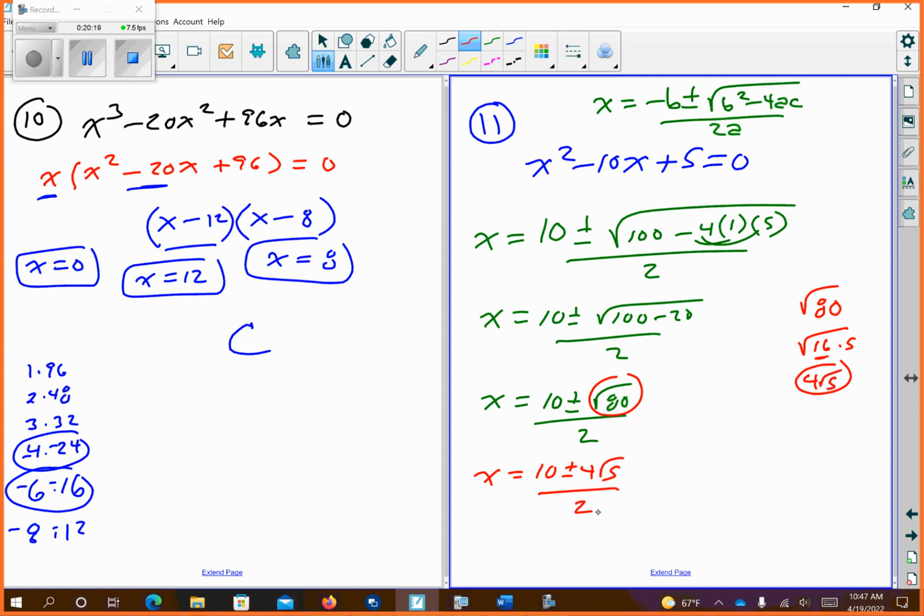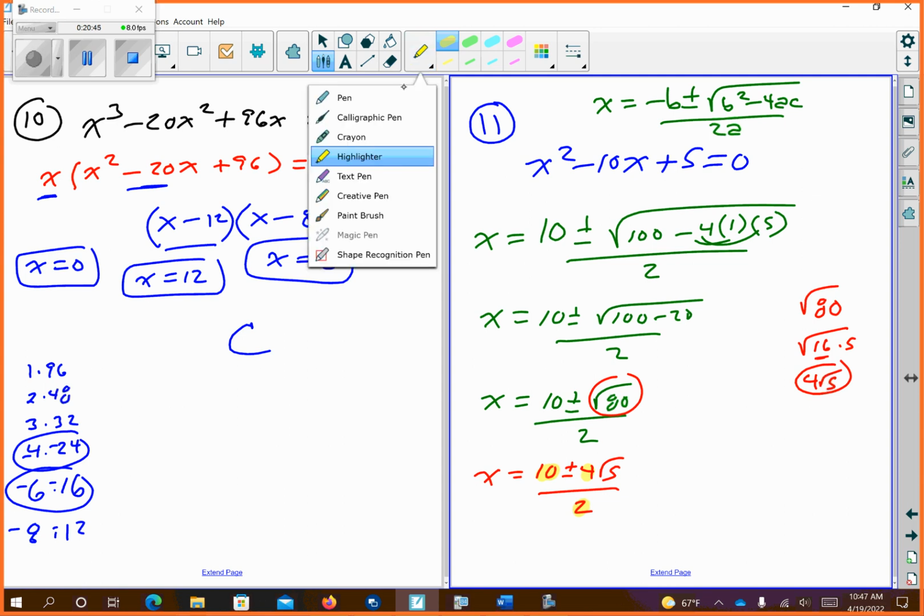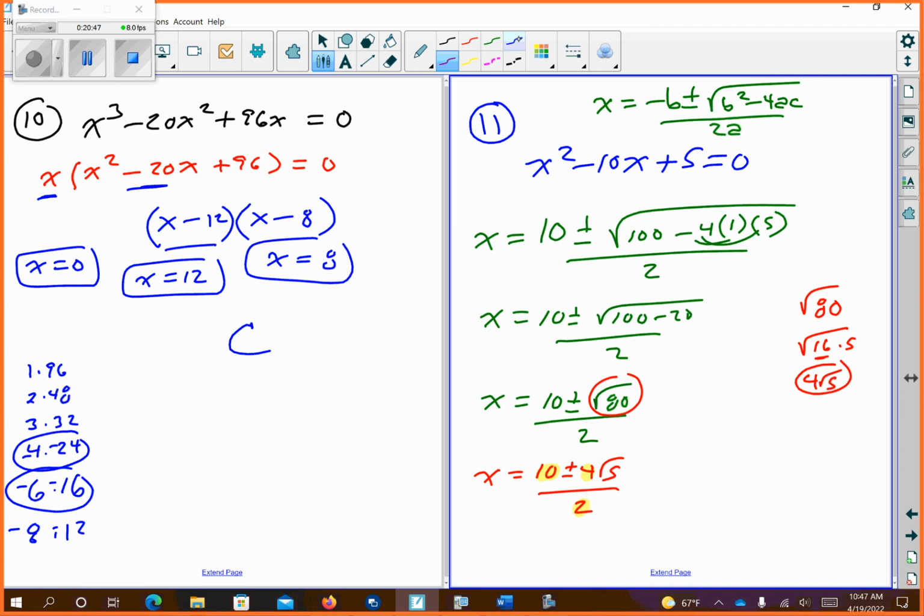If you get to that point, congratulations, but you missed 1 point. Why? There are 2 answers. I did all the math right, but there's something right here and right here and right here that can take place. What can take place? Divide everything by 2. Very good.